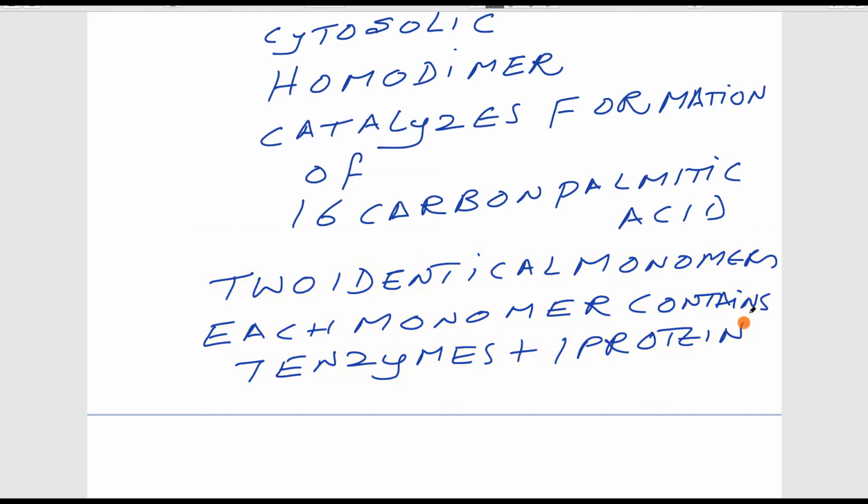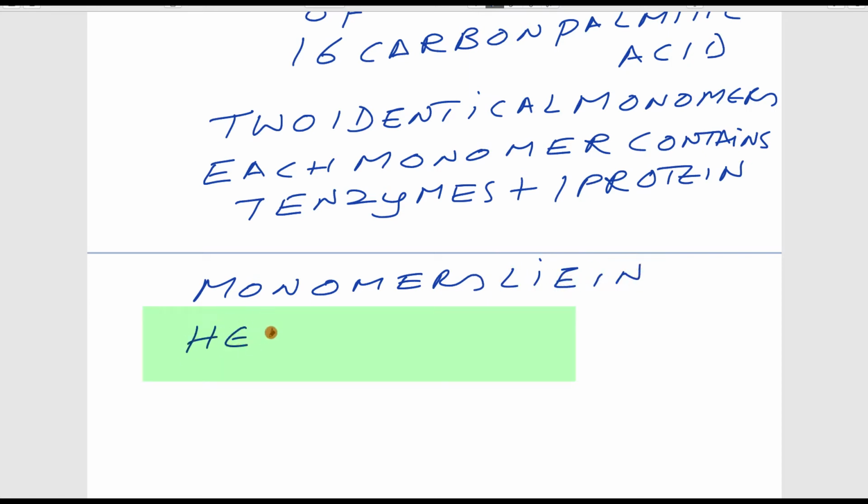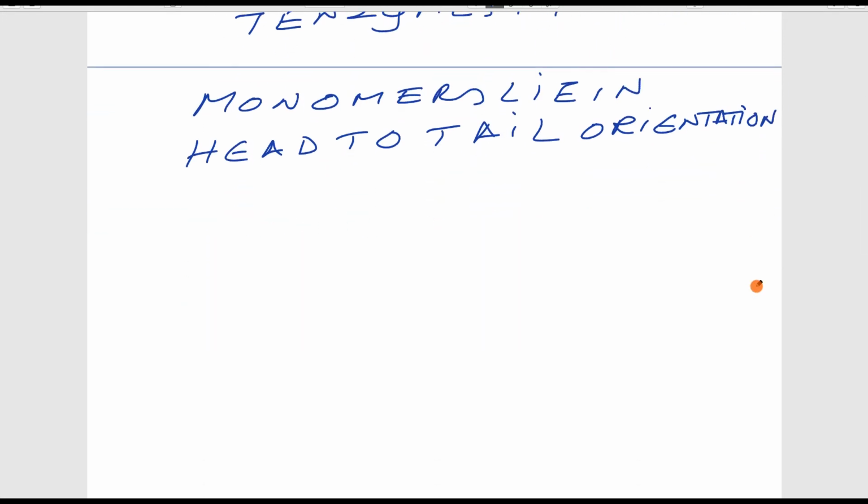Then, how are the homodimers arranged? These monomers lie in a head to tail orientation. Next, let us see what those enzymes and the protein are. We'll give the details of those enzymes and proteins.